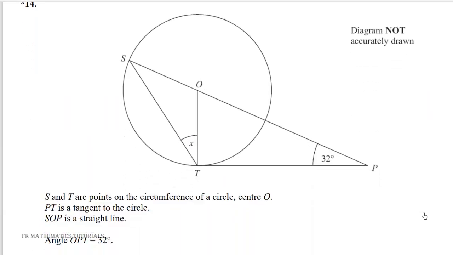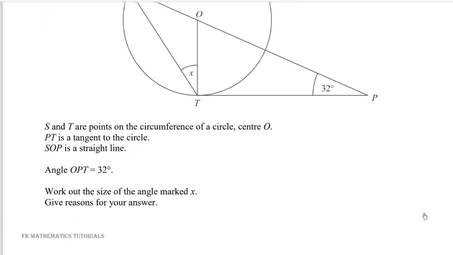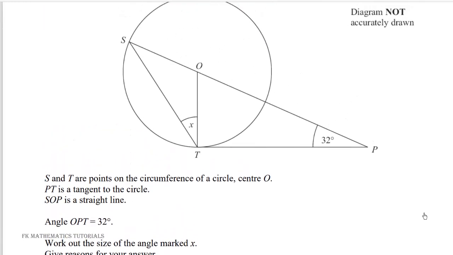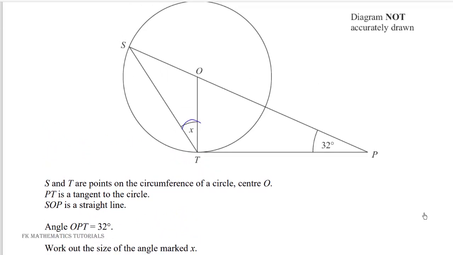Number 14. S and T are points on the circumference of a circle center O. PT is a tangent to the circle. SOP is a straight line. Angle OPT is 32 degrees. We have to work out the size of angle marked X. So this angle.